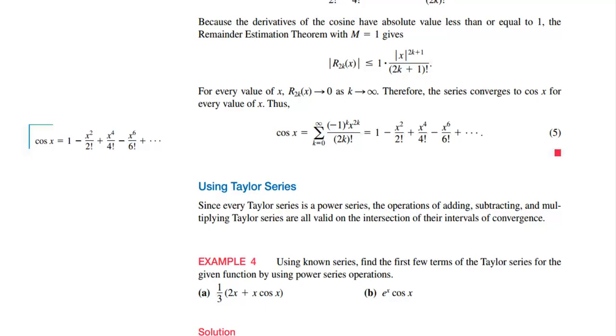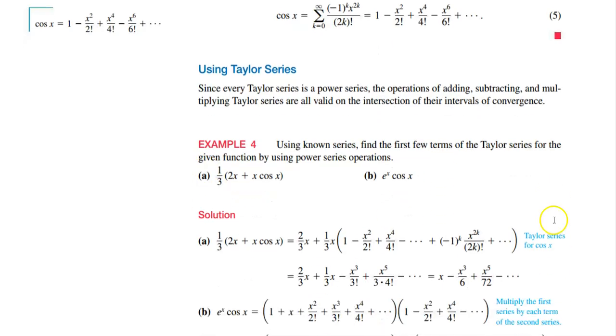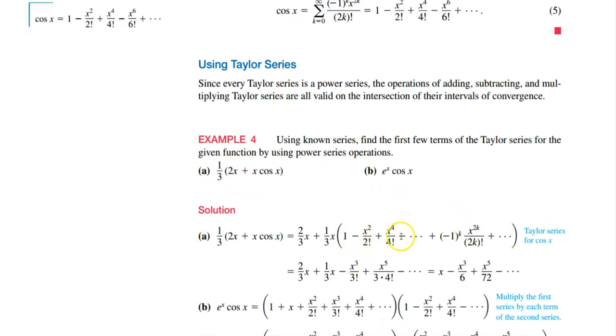For A, I've got 1/3 times (2x plus x cosine of x). And for B, I've got e to the x cosine of x. So for A, that gives me 2/3 x plus 1/3 x times, and then we've got the Taylor series for cosine of x in here. This is a value we're going to use pretty frequently, so you want to remember these Taylor series for cosine of x and for sine of x from before.